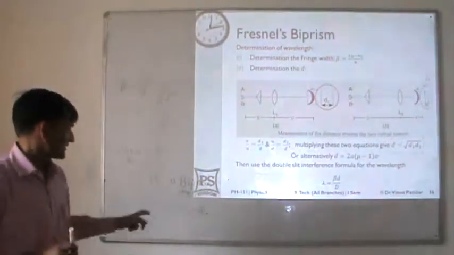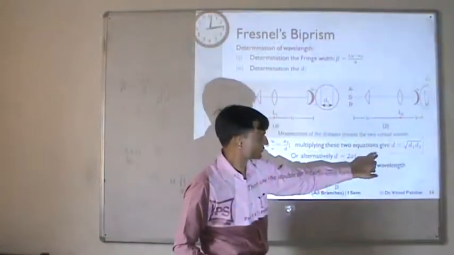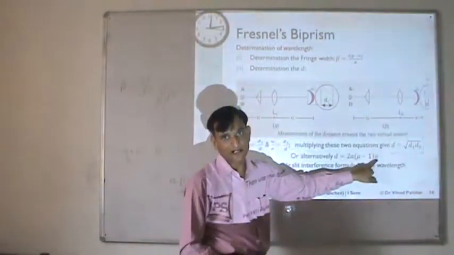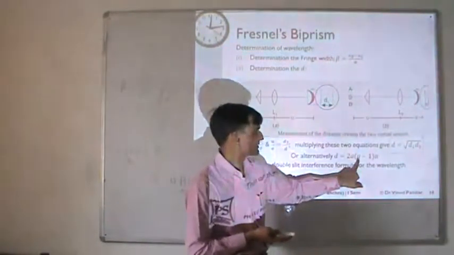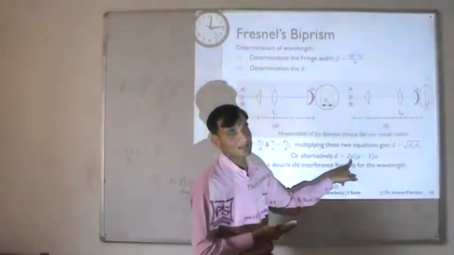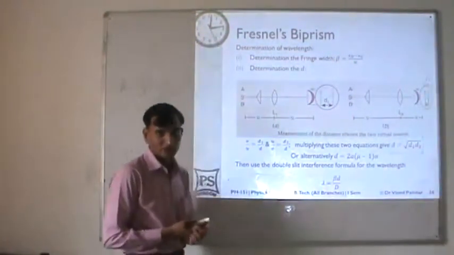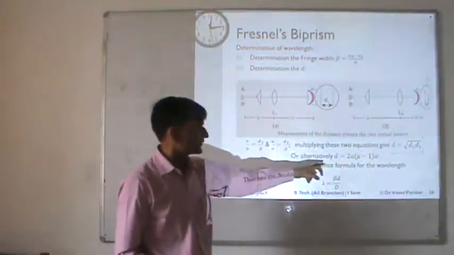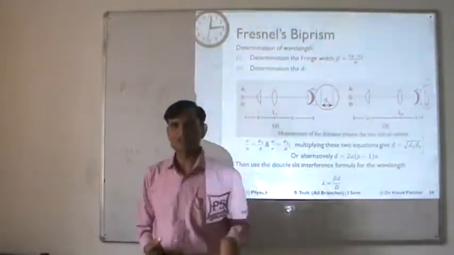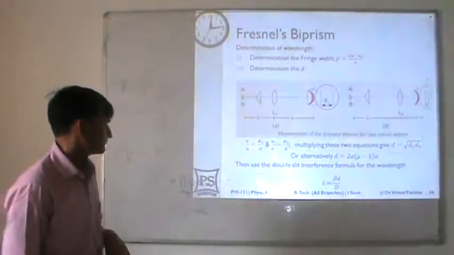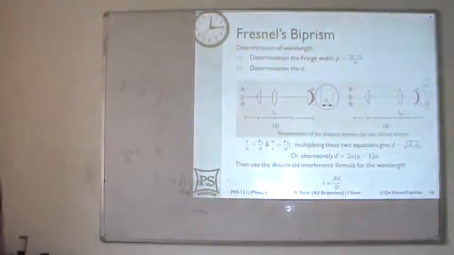So alpha, now here you will use it in radian, remember this is not in degree. So plug in the value of alpha in radians. This mu is the refractive index of your biprism material. This a is the distance between the biprism and the source. And then you put all these values on the right hand side, you will obtain the value of small d. So either of these two expressions you can use to determine the value of small d, and then substitute the values, you will obtain the value of wavelength of the light source.